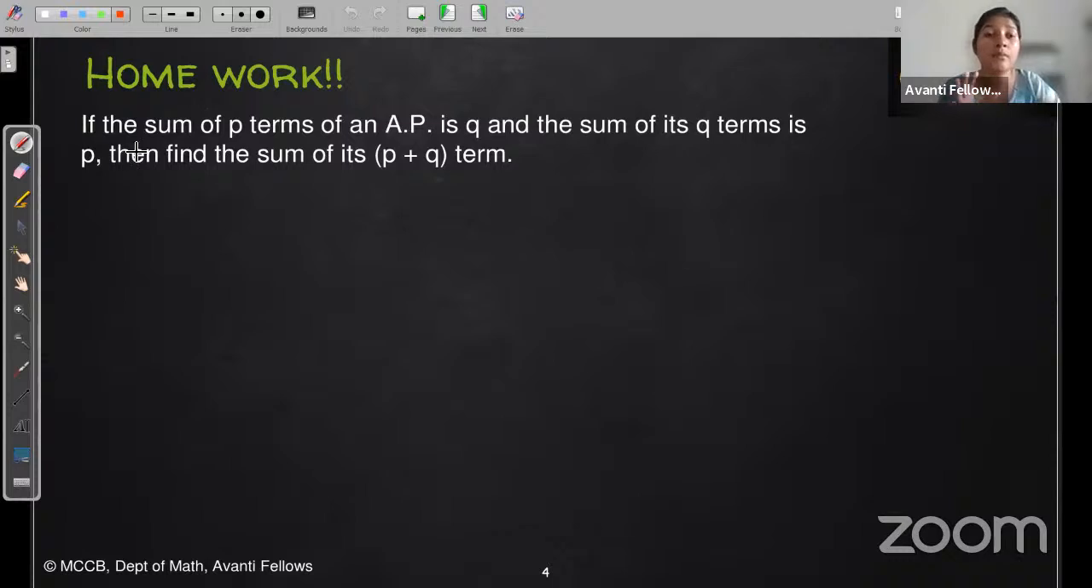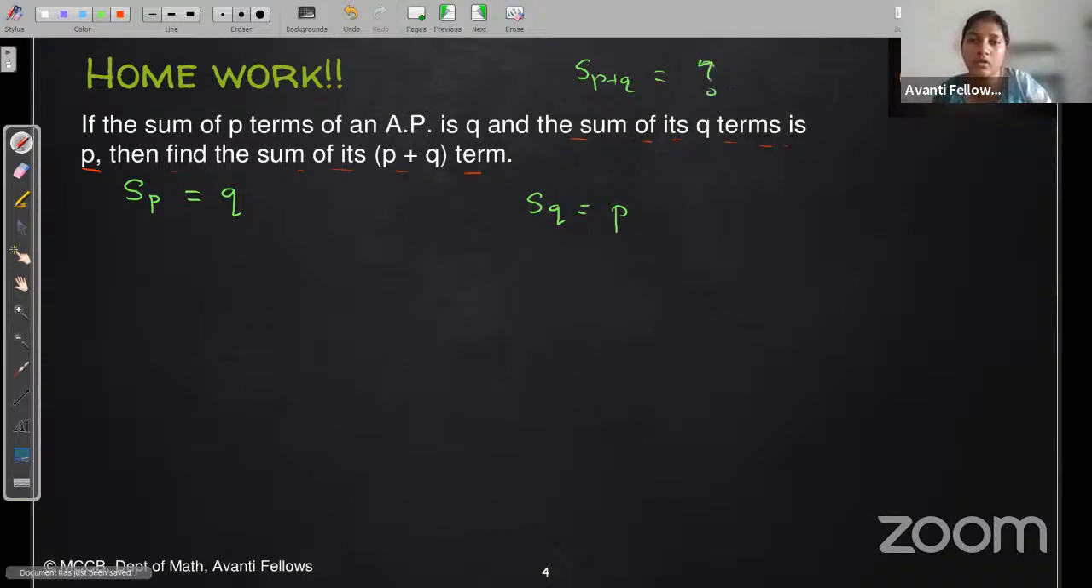The question is, if the sum of the P terms of an AP is Q and the sum of its Q terms is P, then find the sum of its P plus Q terms. What have they given here? They have given the sum of the P terms, so SP is equal to Q. And they have given the sum of the Q terms, so SQ is equal to P. And they want us to find the sum of the P plus Q terms. So this is our question.